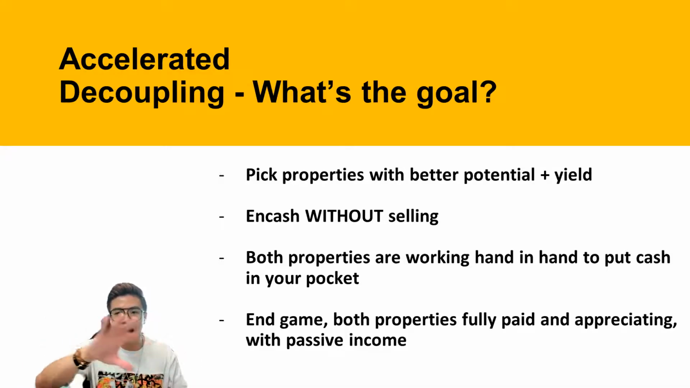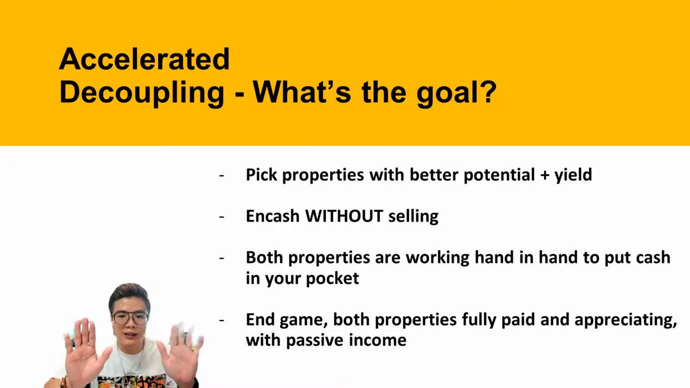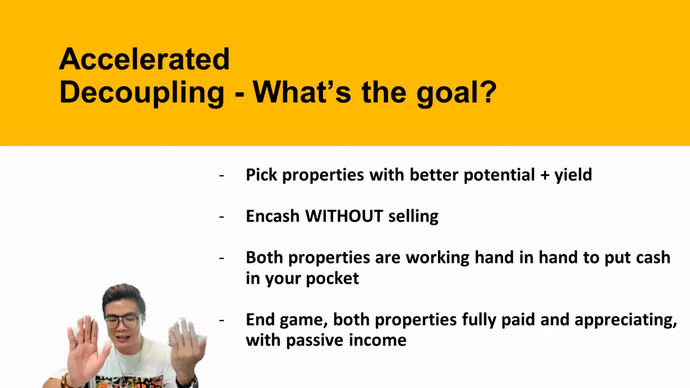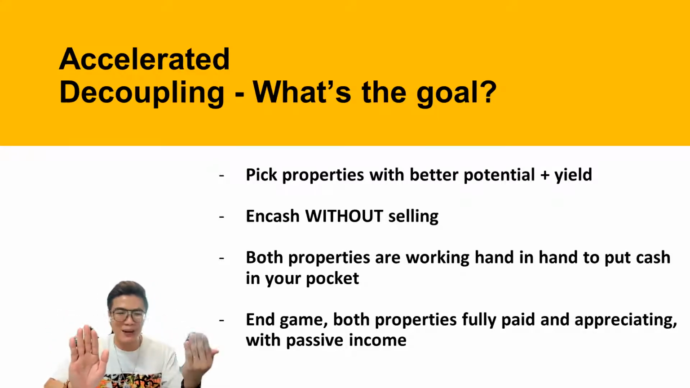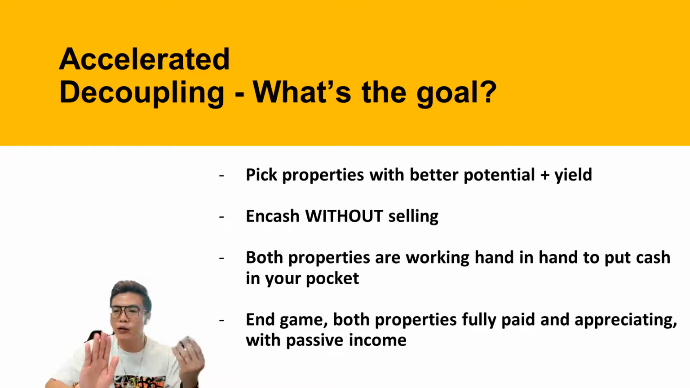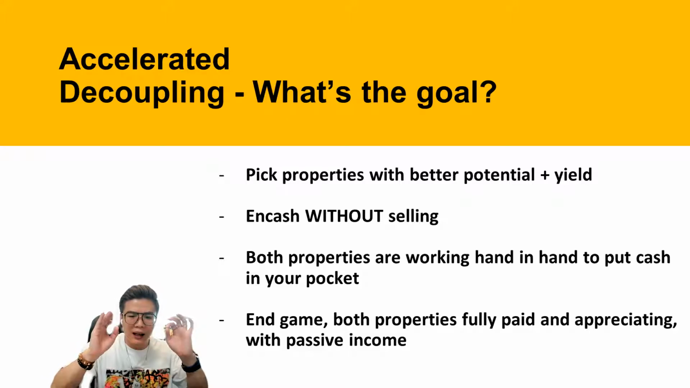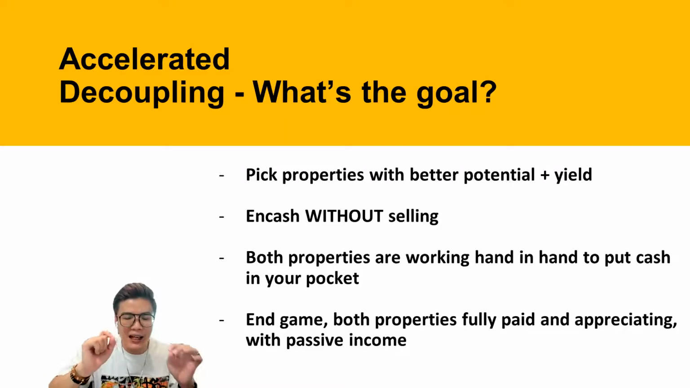And eventually, the end game is to help you have two properties, both working hard, one with passive, active rental income for you. And both ideally focused on getting fully paid so that you can retire in ease, and at the same time both continue to have capital appreciation. That is the end game. That is the end game for both of you.